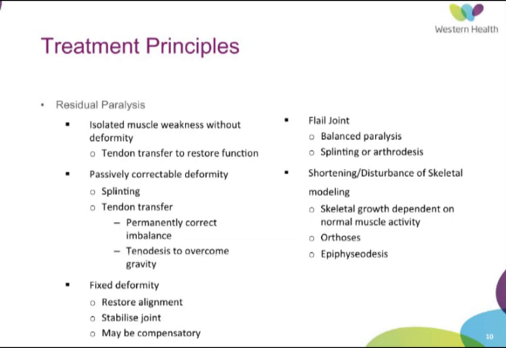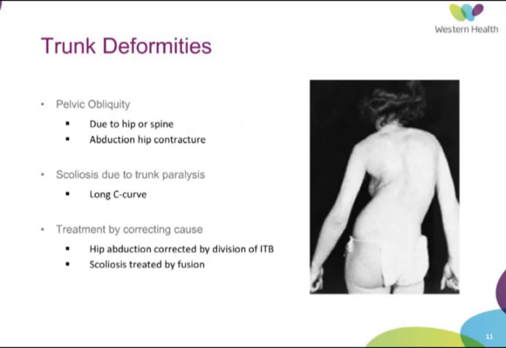So going to more specific deformities, the trunk deformities, such as the spine, are usually due to pelvic obliquity, and the majority of these are driven from hip pathologies and abduction contractures. The scoliosis is generally a long C-curve. This is probably not the best picture to demonstrate that, and that develops from an imbalance in the trunk muscles. So the treatment is by correcting the cause. So generally it's the hip abduction correction, which is through a division of ITB, and depending on other contractures, anterior capsular release. And the scoliosis is typically treated by fusion.